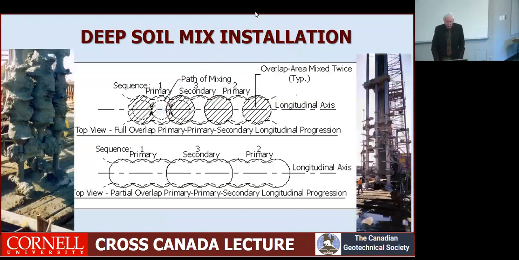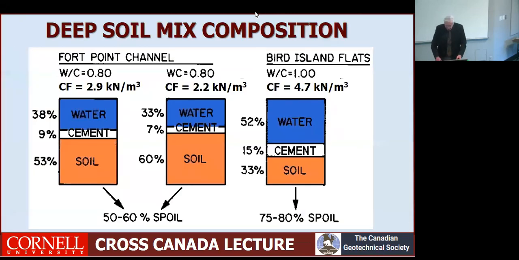The mix installation was putting in the primary panels either side and then putting in a secondary panel that completely overlapped the primary panels by re-augering those two cylinders that are shared between the primary and the secondary panel. And that was done for about 60% of the stabilization for the Fort Point Channel. Then for the last 40%, to save money and realizing that the total overlapping was not necessary, there was a 30% overlap change in the design. So it looked something like this.